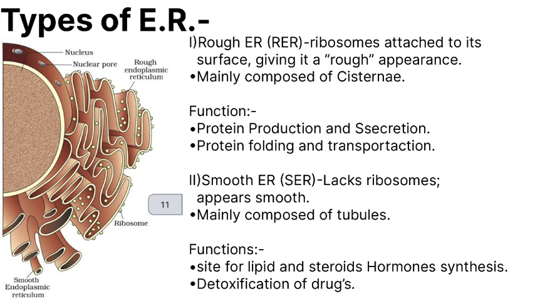And if you talk about its membranous structure, it is continuous with the outer membrane of the nuclear envelope, and it is made up of more cisternae, flattened structures, as compared with tubules. Its main function is protein production and secretion. It has ribosomes on its structure for protein production, and once the proteins are formed, they are processed and folded in the ER lumen, ensuring their proper shape.